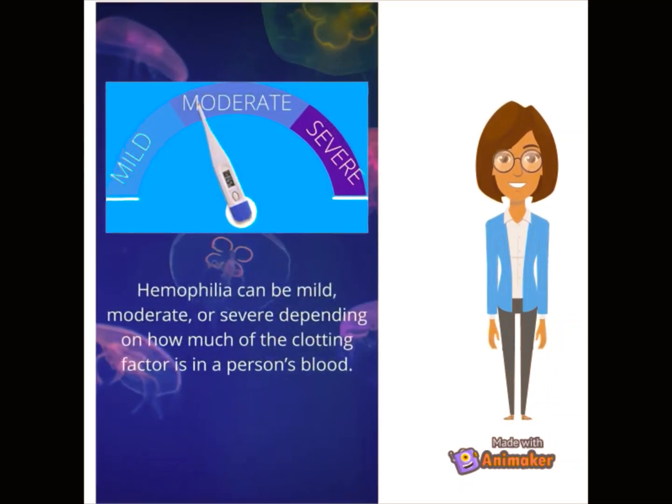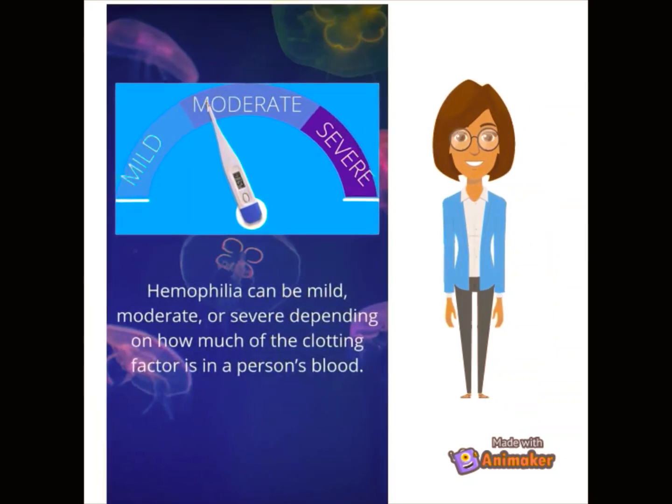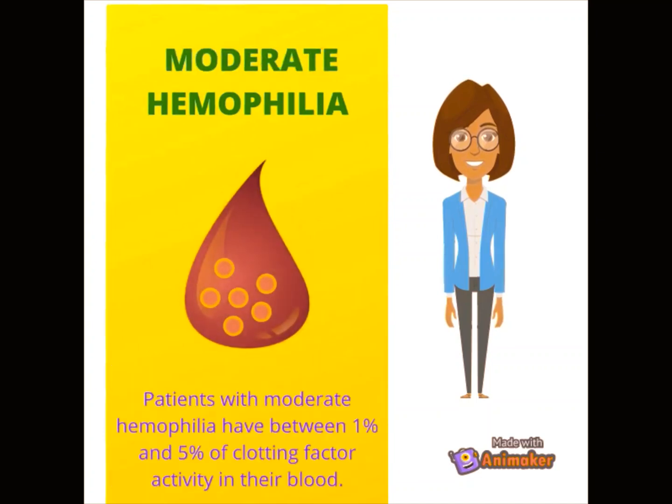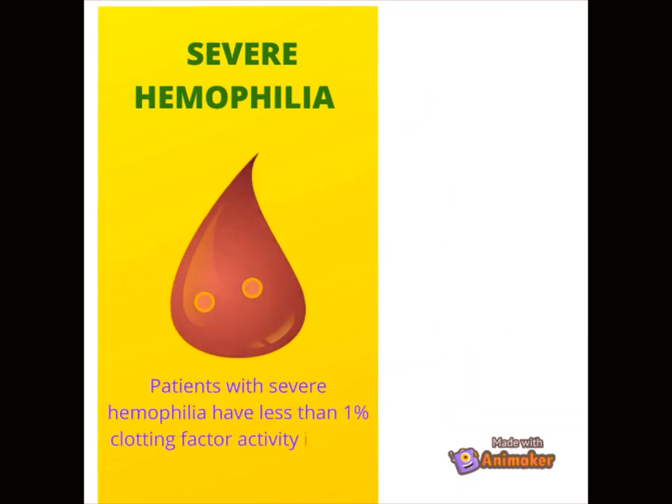Haemophilia can be mild, moderate, or severe depending on how much of the clotting factor is in a person's blood. The clotting factor level in the blood of a patient with mild haemophilia is between 5% and 40%. Patients with moderate haemophilia have between 1% and 5% of clotting factor activity in their blood. Patients with severe haemophilia have less than 1% clotting factor activity in their blood.